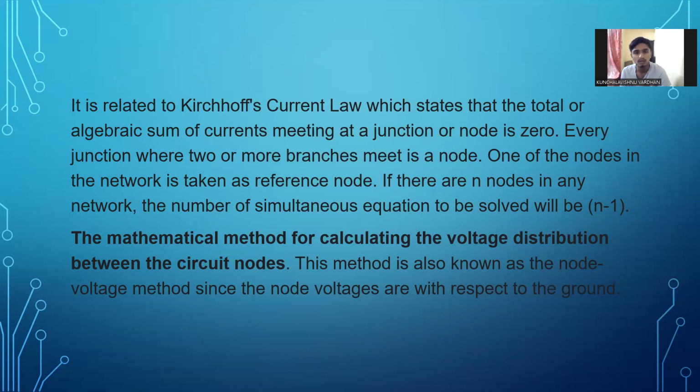One of the nodes in the network is taken as the reference node. If there are n nodes in a network, the number of simultaneous equations to be solved will be n minus 1. The mathematical method for calculating the voltage distribution between the circuit nodes is also known as the node voltage method since the node voltages are with respect to the ground.